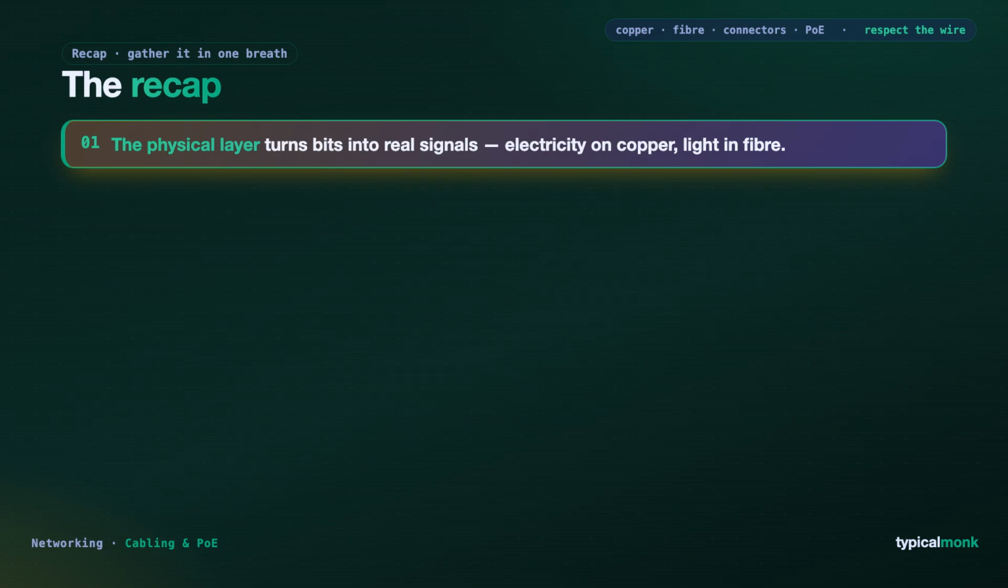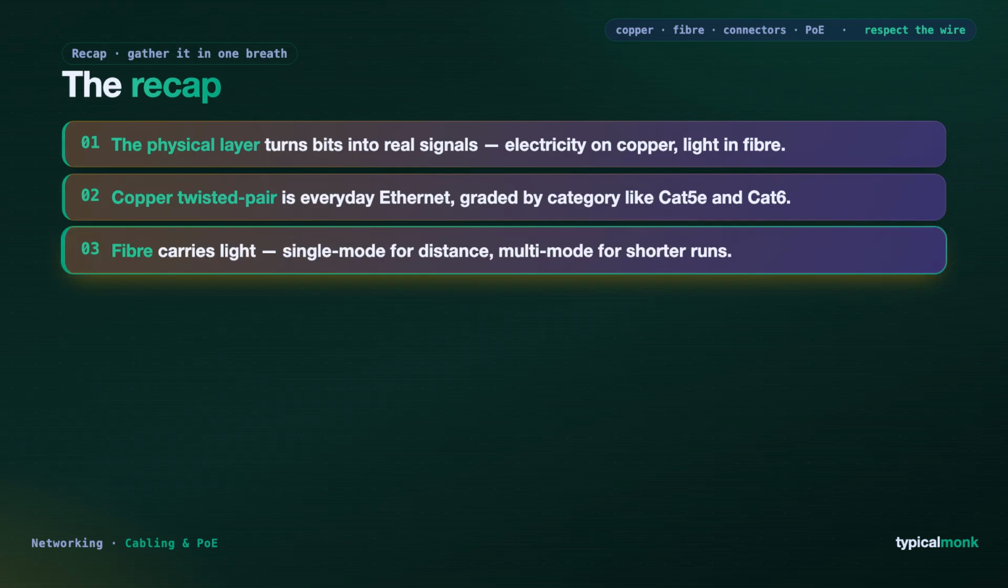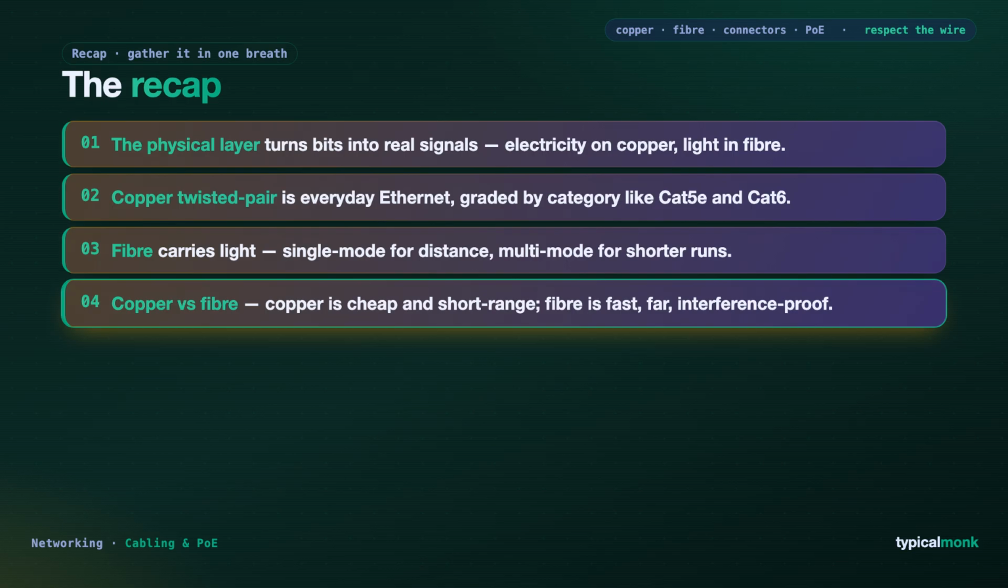Let us gather the whole class in one breath. The physical layer turns bits into real signals on a real medium, electricity on copper, light in fiber. Copper twisted pair is everyday Ethernet, rated by category like Cat5e and Cat6. Fiber carries light, single mode for distance, multi-mode for shorter runs. Copper is cheap and short range. Fiber is fast, far, and interference proof.